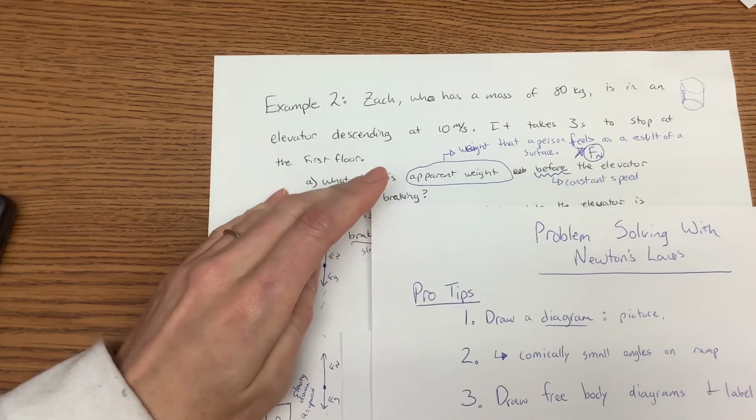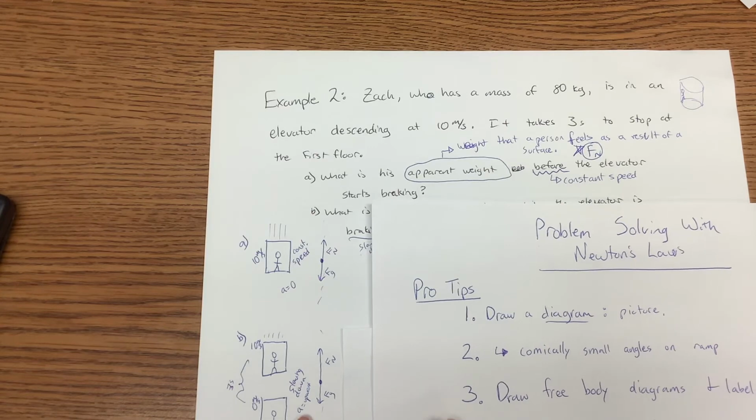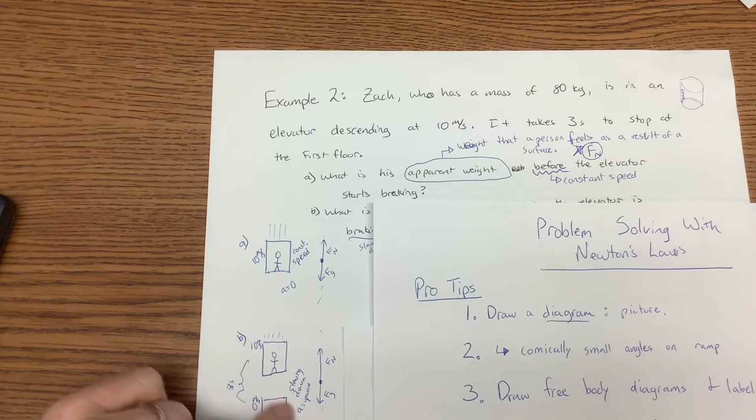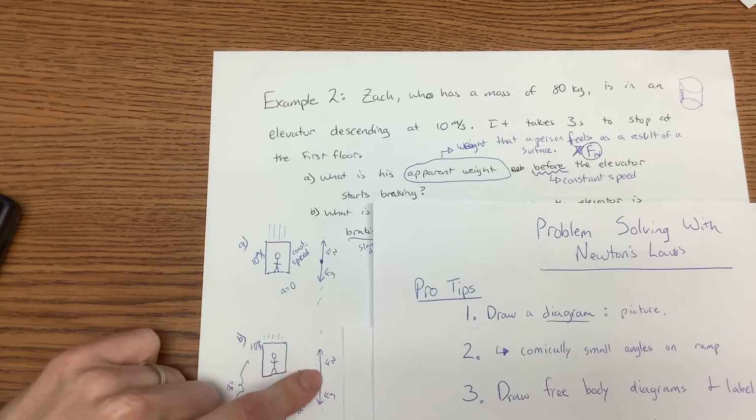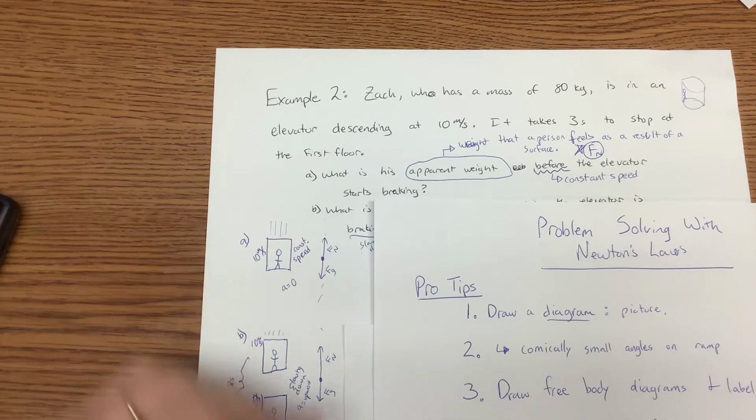And then down here, since I know that the acceleration is upward, I know that there has to be a net force upward, so I drew the normal force bigger and FG the same. Okay.